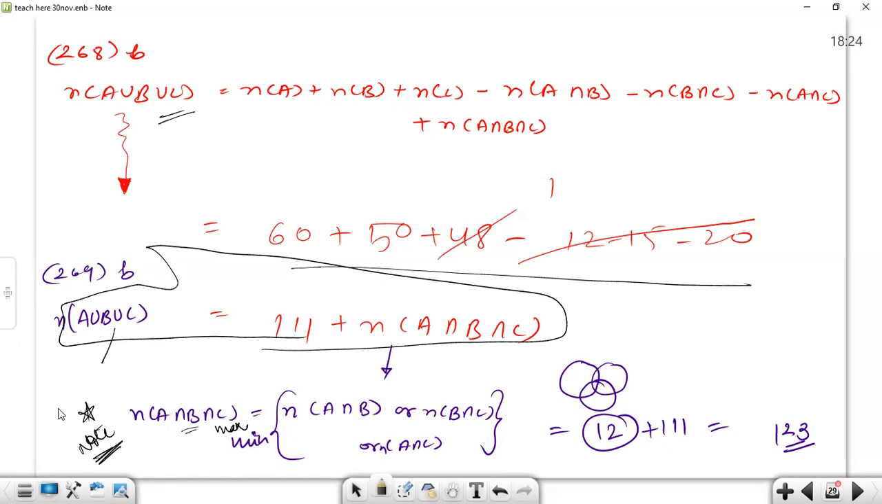This is how new concepts are added to notes, by learning from previous year questions. Clear? Any doubt? No doubt, sir.